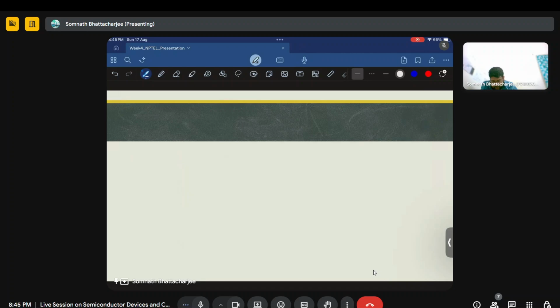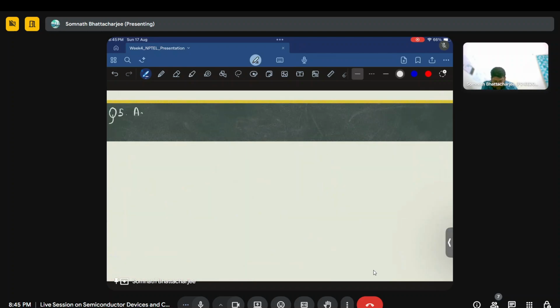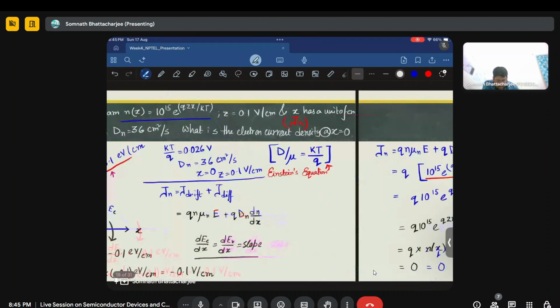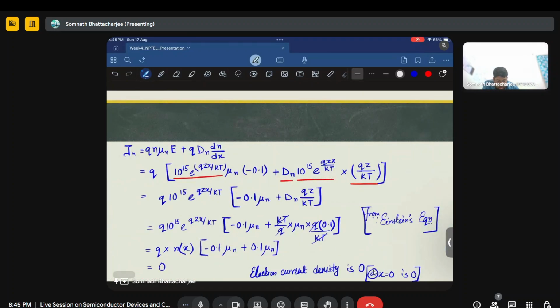So we'll move to the next one. That is question number 5, right? Yeah, question number 5, an intrinsic. Sir, what will happen if we directly substitute the value of x as 0 in the n term? We don't have to put it there, right? Because then this, sorry, just a second.